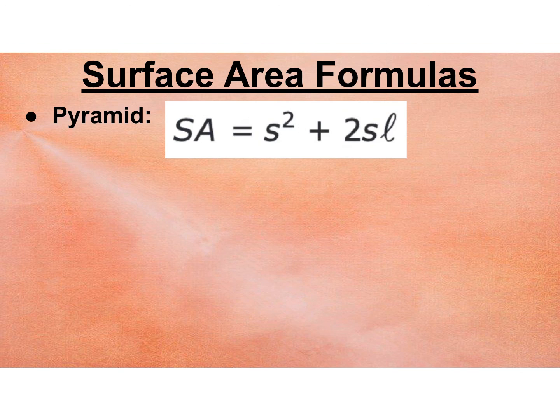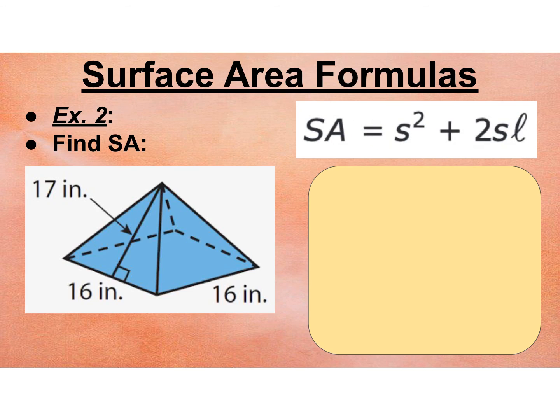Pyramid gets a little more challenging. We do have this slant height that we have to look at. So here I have a square pyramid. I know it's square because both the sides there are 16. The 17 is my slant height, so they gave it to me. That is different from what would be the perpendicular height coming down the middle.